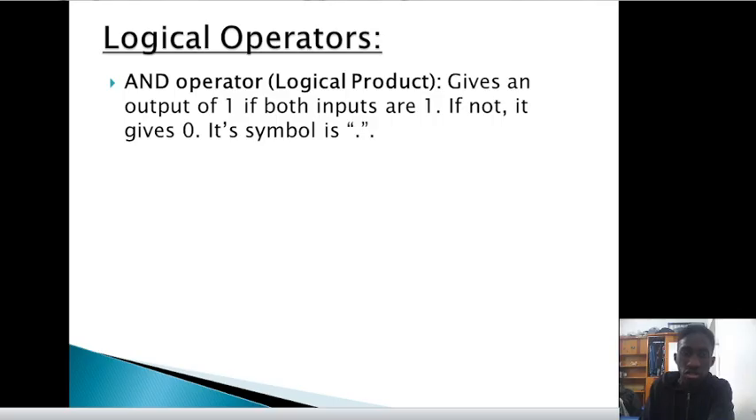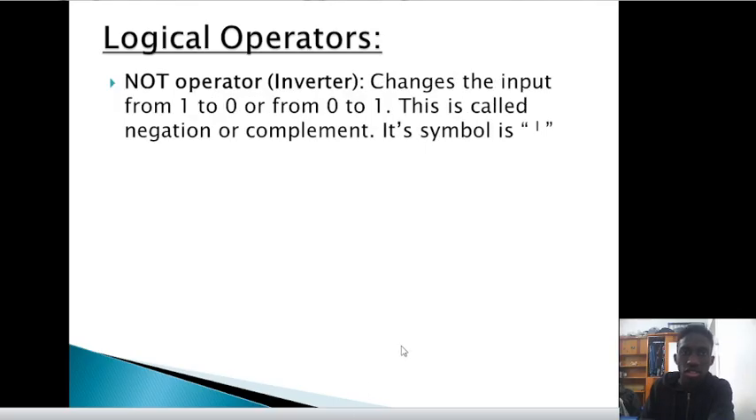So let's continue. We go to the NOT operator, or as it is so called, an inverter. Why is it called an inverter? Because it changes the input from 1 to 0 or from 0 to 1. It only has one input, unlike AND and OR that had two inputs. If it's 1, it's going to change to 0, and if it is 0, it's going to change to 1.